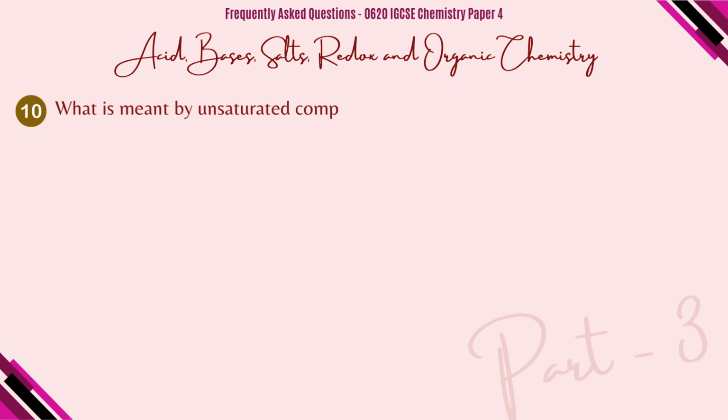Now question number 10 is what is meant by unsaturated compound? Now this is the organic portion. An unsaturated compound is a hydrocarbon which contains at least one carbon-carbon double bond.